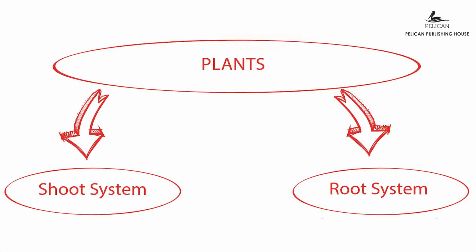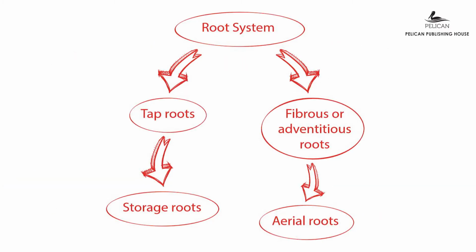Plants. Plants are divided into two systems, the shoot system and the root system. The root system is further divided into two types, tap roots and fibrous or adventitious roots. There are two major modifications of roots. They are storage roots and aerial roots.